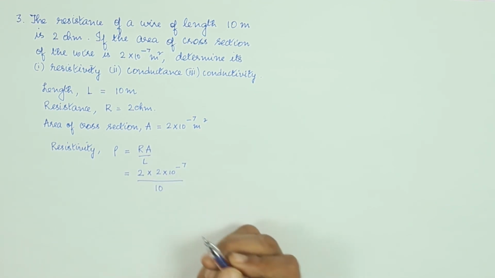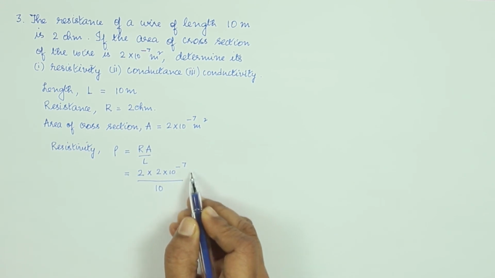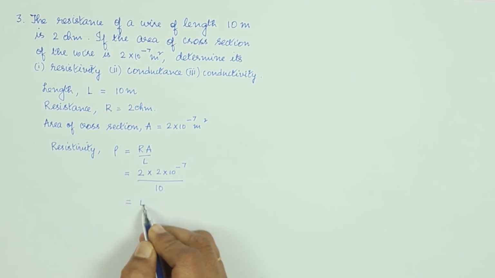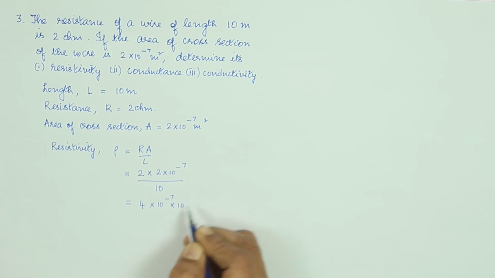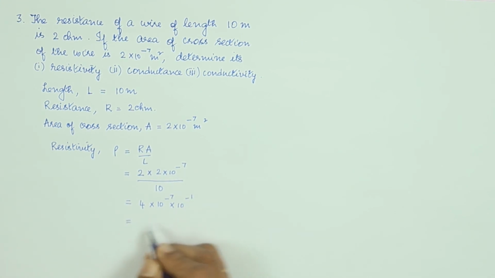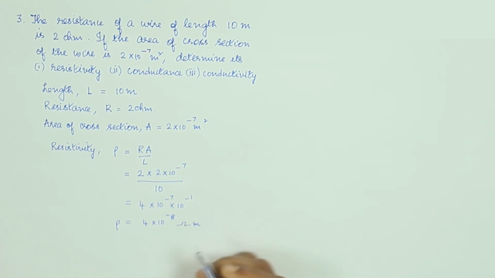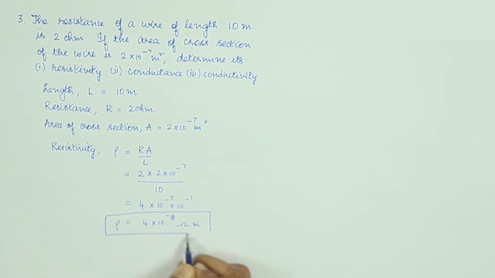L is 10 meter, so 10 is 10 power 1. And the 10 power 1 in the denominator becomes 10 power minus 1. And 2 into 2 is 4. So 4 into 10 power minus 7 into 10 power minus 1, we get 4 into 10 power minus 8. So rho is equal to 4 into 10 power minus 8. What is the unit? Unit is ohm meter. So we finish this and put it in a box.